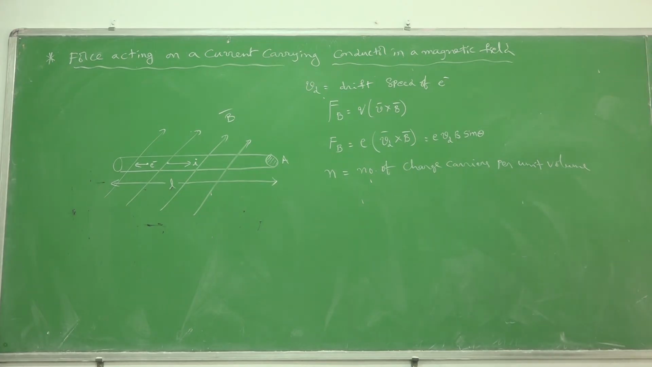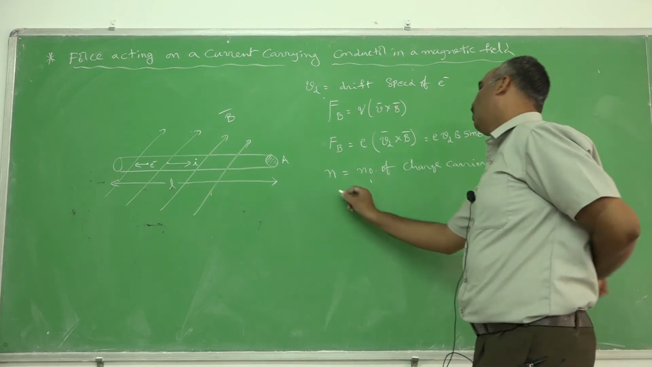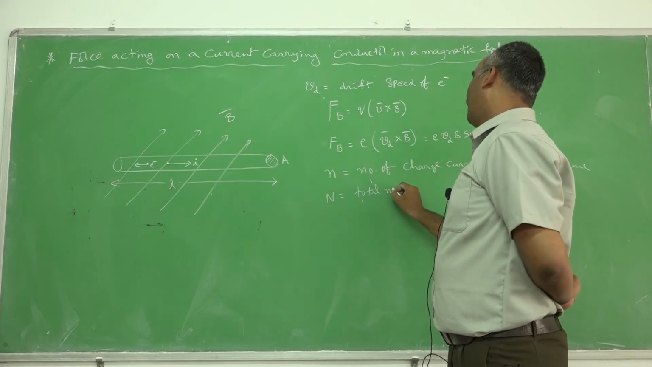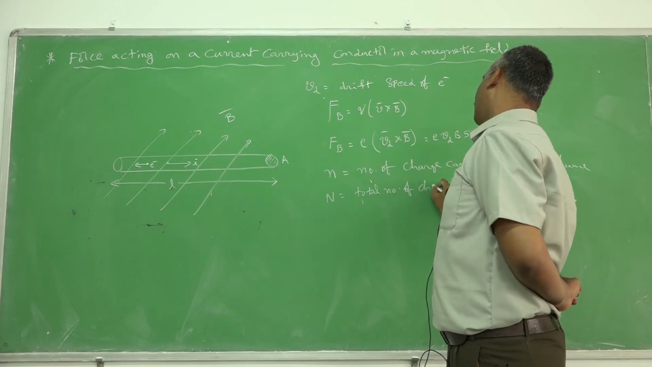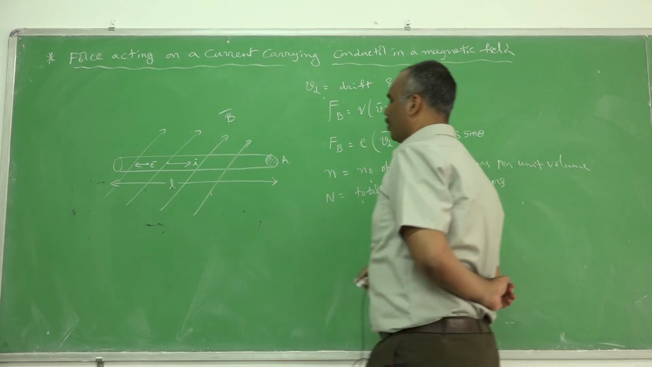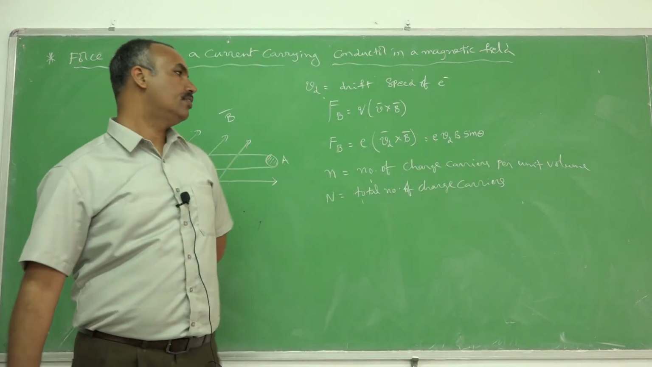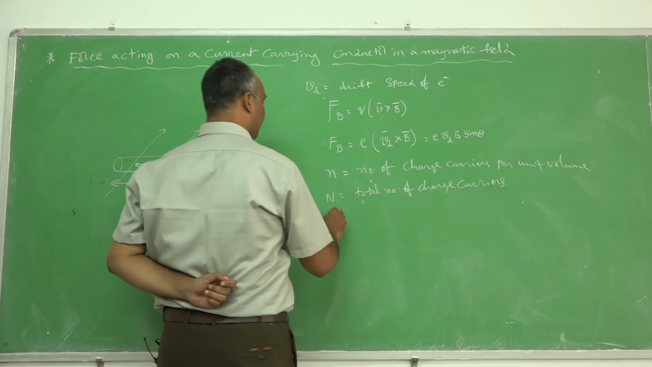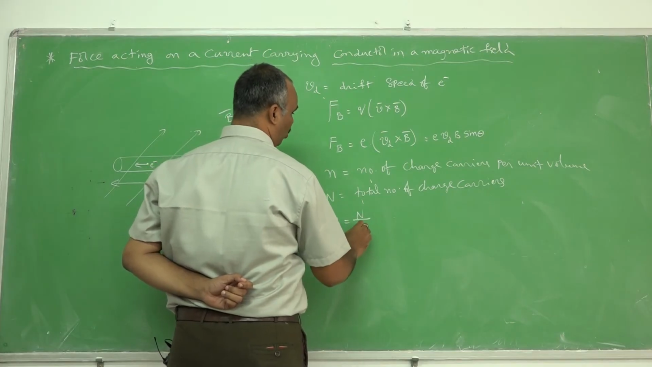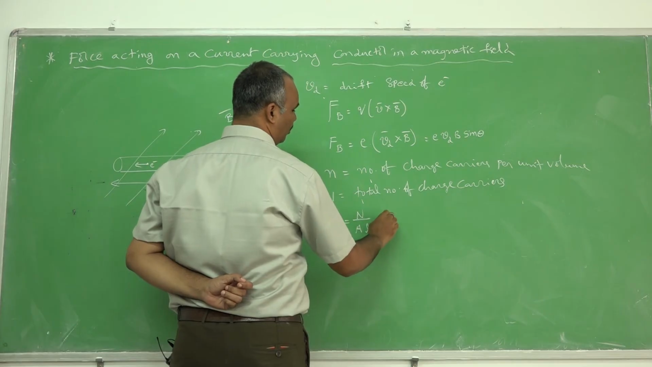If you want to calculate the current here, how to calculate current? First of all, I should calculate capital N, the total number of charge carriers. Here small n is the number of charge carriers available per unit volume. Volume means area of cross section into length.